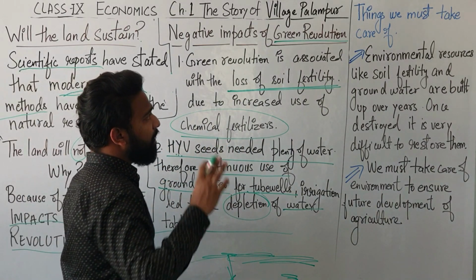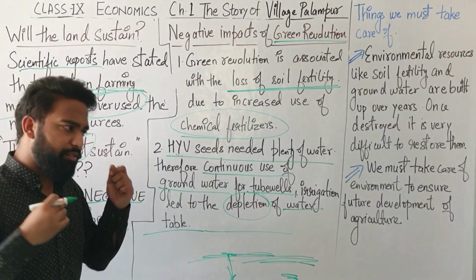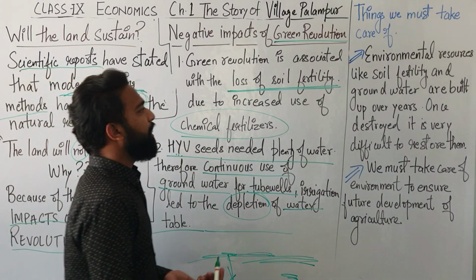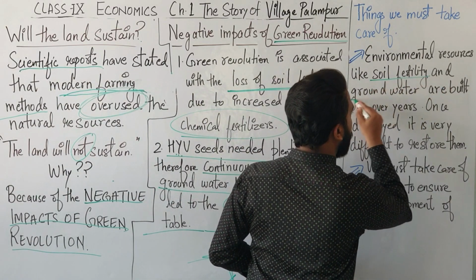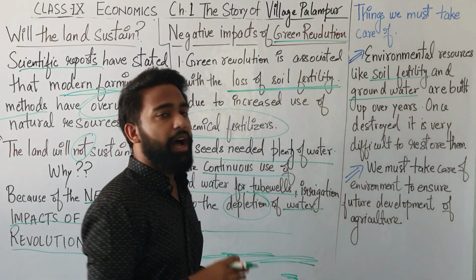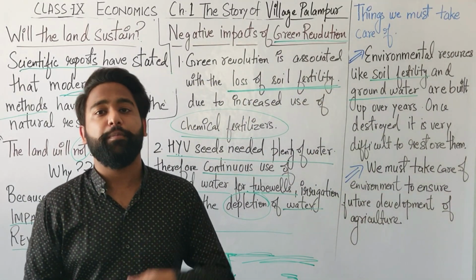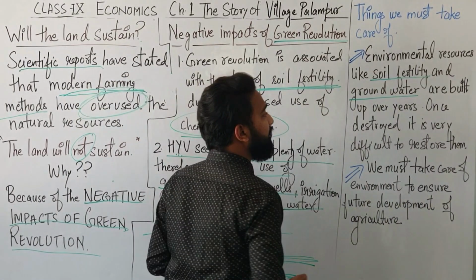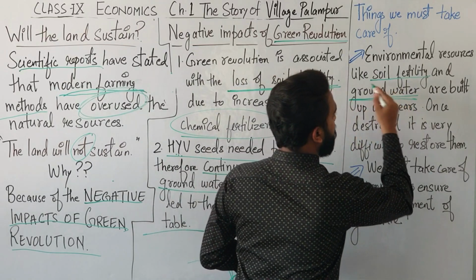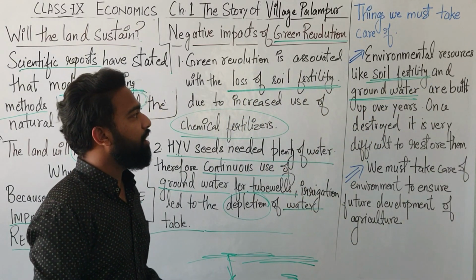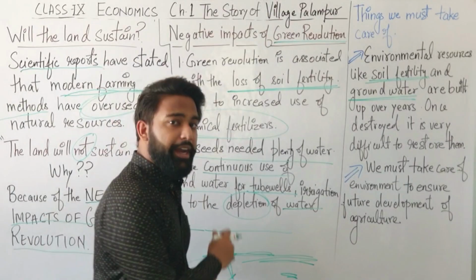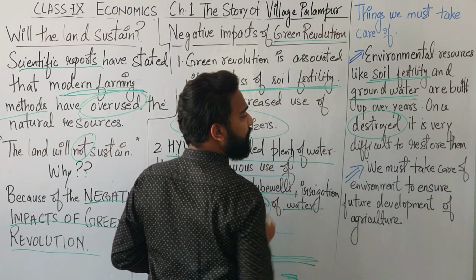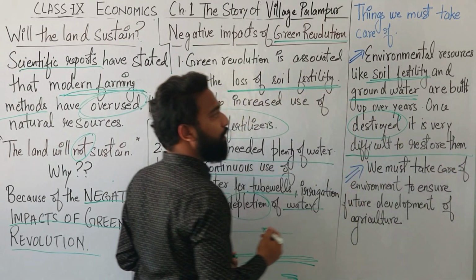Now, what must we take care of? There are a few things we can take care of so that these things don't happen. Environmental resources like soil fertility and groundwater are built up over the years. They are not made in one day or two days. There has been lots of time invested by mother nature so that groundwater and soil fertility are there with us. But if they are destroyed, they cannot be regained, or it is very difficult. It becomes very difficult to restore them. Are you getting my point?